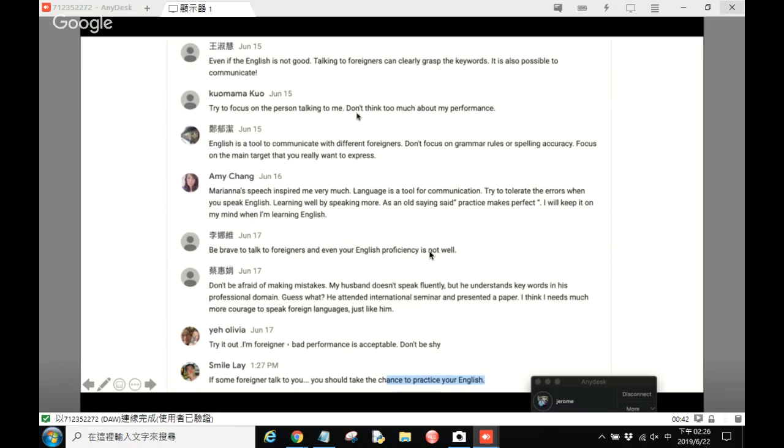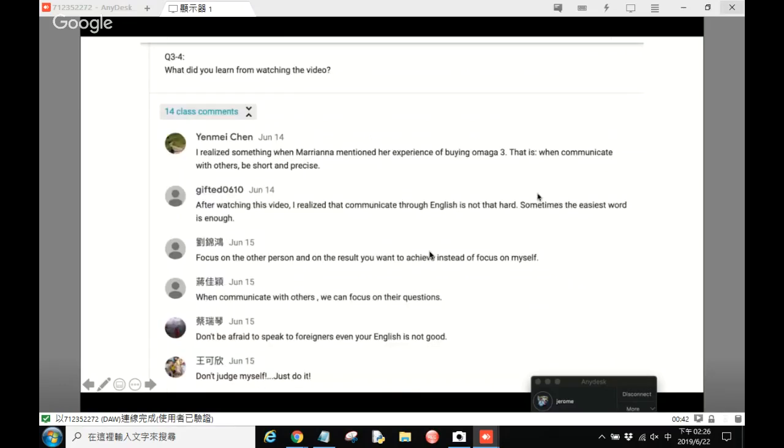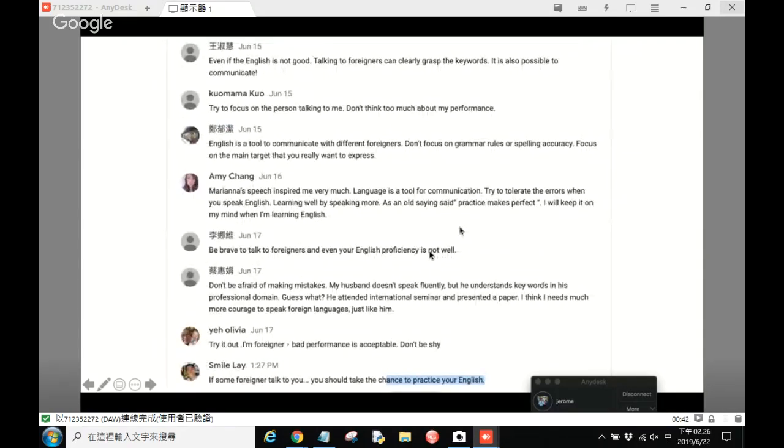Don't focus on the grammar or the spelling, actually. When you're talking, of course, you don't worry about that. But focus on the main target. That's right. Inspired me. Language is a tool. Try to tolerate other people's errors. So try not to judge people too much. If you don't want to be judged, then you shouldn't judge other people, right?